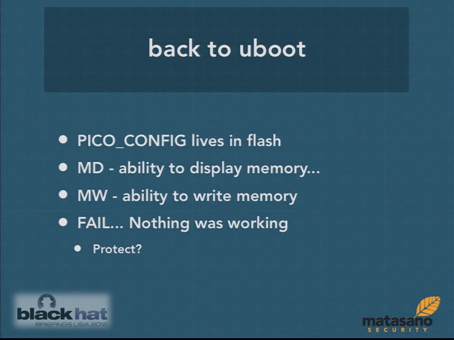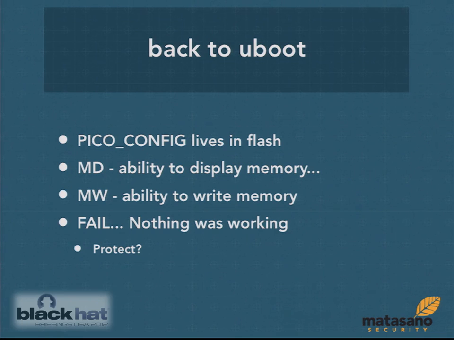So going back to U-Boot, not only was I able to read the memory on the flash chip, I was also able to write the memory. However, any attempt to modify this picoconfig portion of memory was failing. Nothing was working. I would write to it and then read the exact same bit back, and it just wouldn't change. I had no idea what was going on.